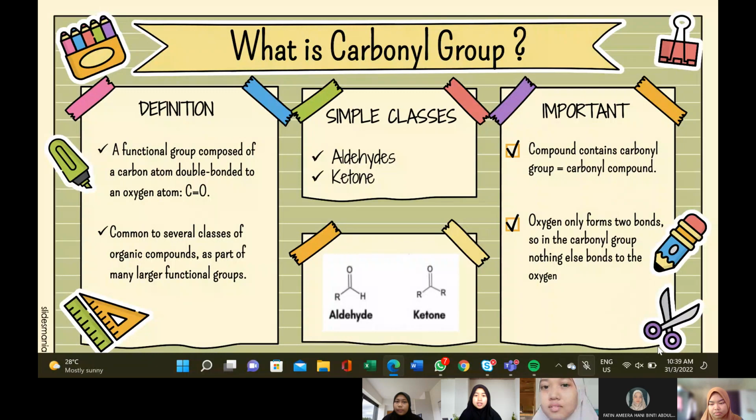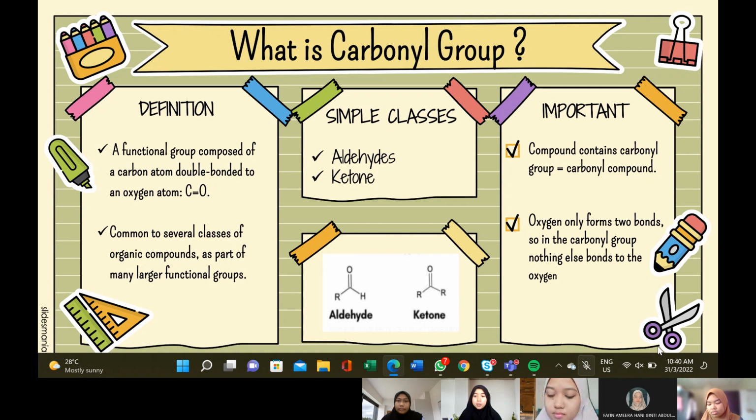Thank you, Ameera. Okay, I will tell about the definition. What is the carbonyl group? The carbonyl group is a functional group composed of a carbon atom which is double bonded to an oxygen atom. So we can see it stated as C=O. It is common to several classes of organic compound as part of many larger groups, and the simple classes of carbonyl group are aldehydes and ketones. As we can see in the picture below, we can see the structure of aldehyde and ketone.